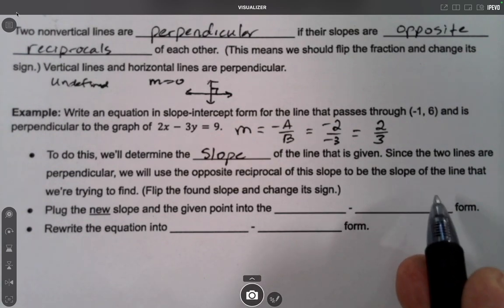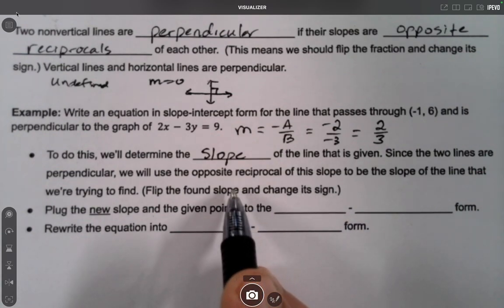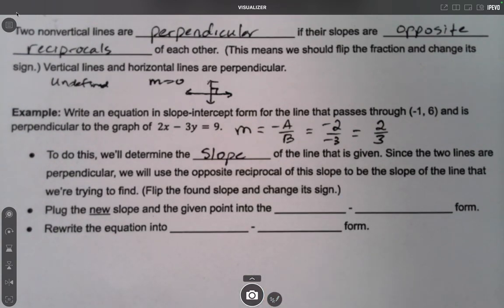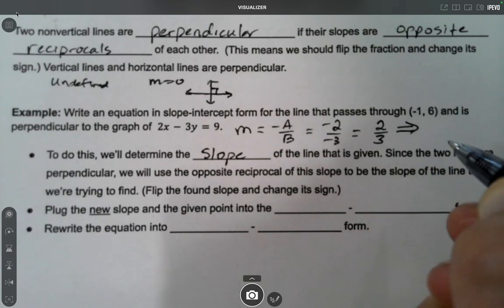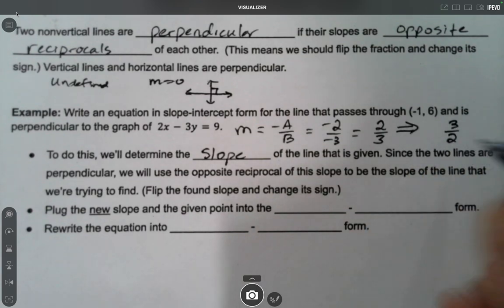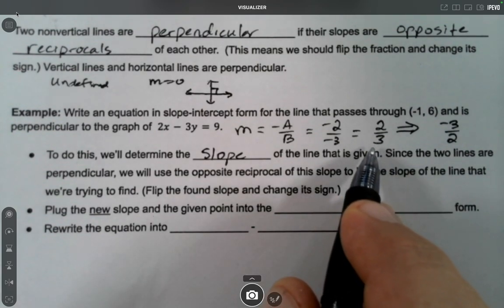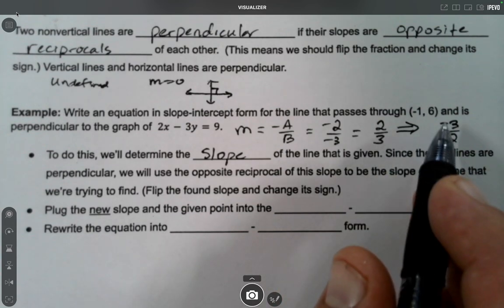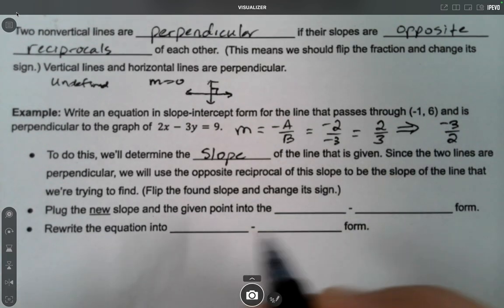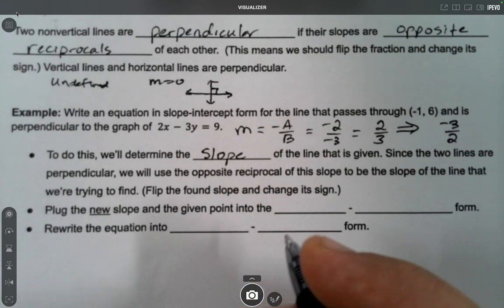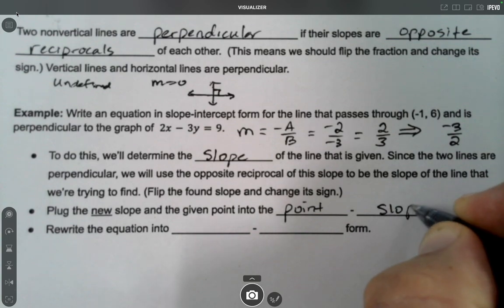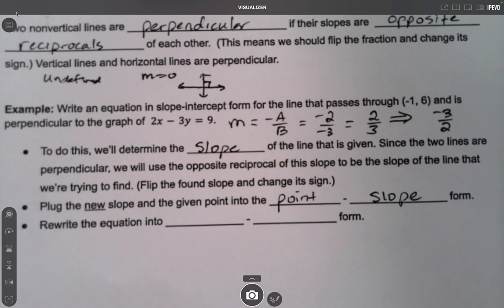But since they're perpendicular, we need to use the opposite reciprocal of the slope to be the slope of the line we're creating. So we need to flip the fraction and change its sign. So positive 2/3 is perpendicular slope to negative 3/2. So you just flip the fraction and change the sign. So we're going to plug the new slope and given point into the point-slope equation. So let's go ahead and do that.